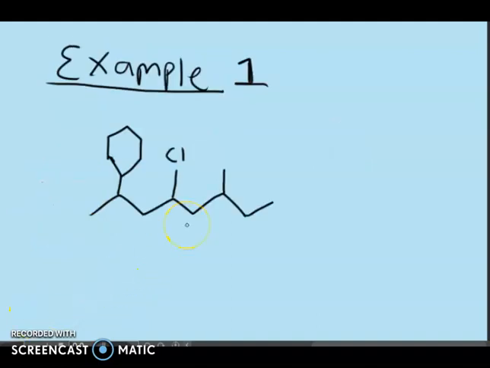Alright, we're going to get one hard example in. We're going to highlight our parent chain, 1, 2, 3, 4, 5, 6, 7, 8. So we're going to get octane as our parent chain. I'm going to number in red for us. As you can see, if we start from the left, we go 1, 2. We hit this faster than if we were going to go the other way. We'd get 3. So 1, 2, 3, 4, 5, 6, 7, 8.